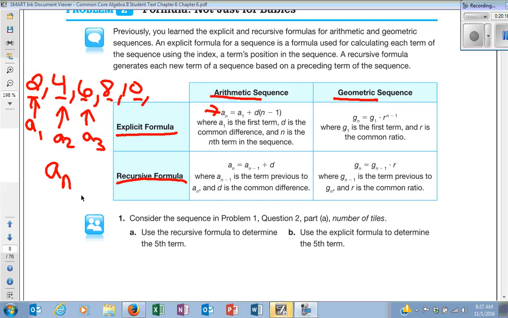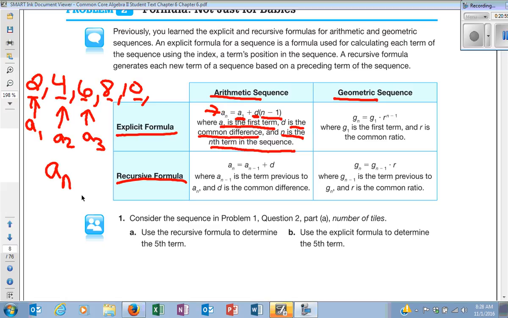Explicit formula says if you want the 100th term, you take the first term and add the common difference times n minus 1. Does everybody see how it says a is the first term, d is the common difference, and n is the nth term of the sequence? So whatever one you're trying to find, nth, 100th, 150th, the variable one, the one you're trying to find is the nth term. It's the one that can change because it depends on which one you're trying to find.